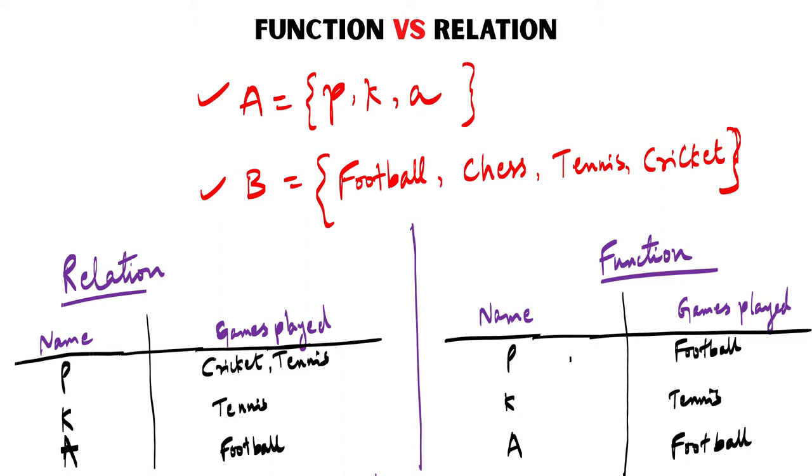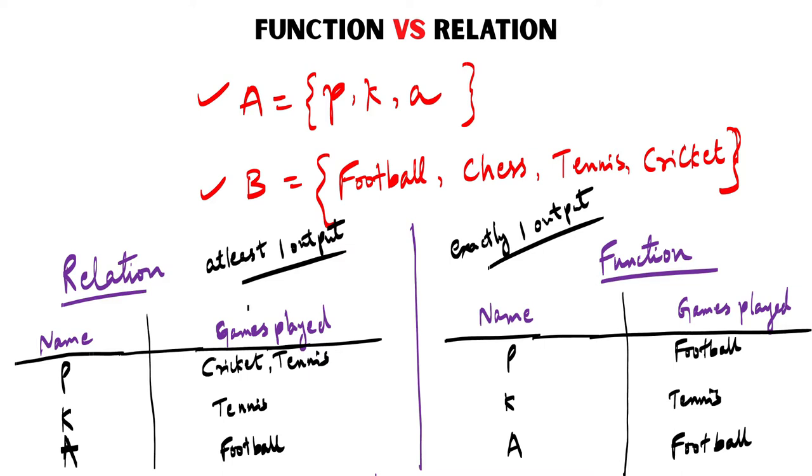What about function? Here each and every name is related to exactly one output, whereas in a relation it is at least one output. Hope you got the difference. Are all functions relations? Yes, all functions are relations, but all relations are not functions, right? In a relation, there can be more than one output, whereas in a function, it is mapped to only one output. So this is the difference between a function and a relation.